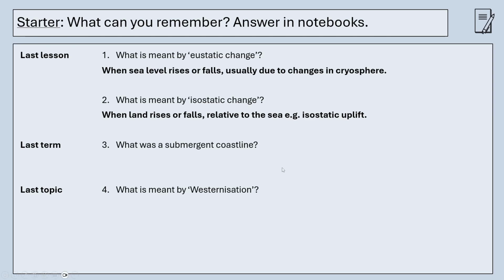Question three, what was a submergent coastline? It is a coastline where there's been a relative sea level rise. Okay, so that's something that we had a look at in one of our very first coast lessons.